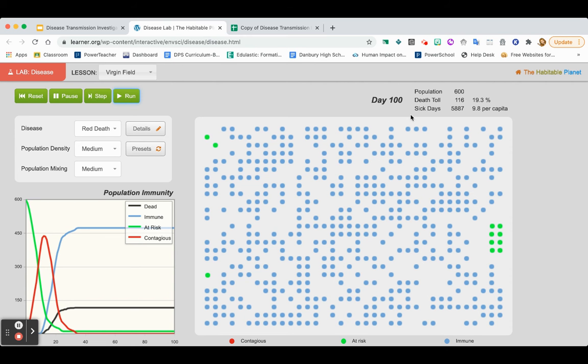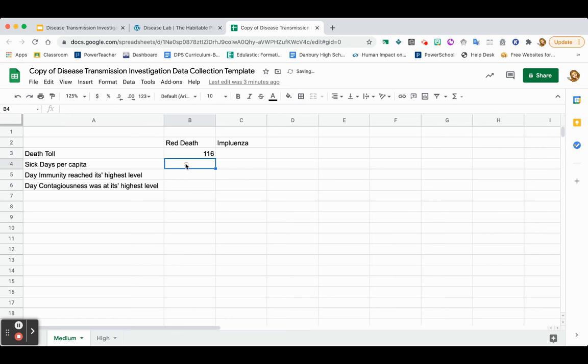We're also looking for sick days per capita. So we have sick days and sick days per capita. Per capita was 9.8. So I'm going to copy it just like it was.